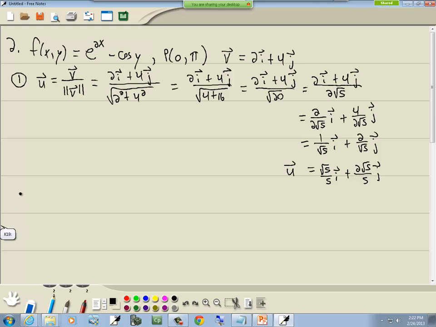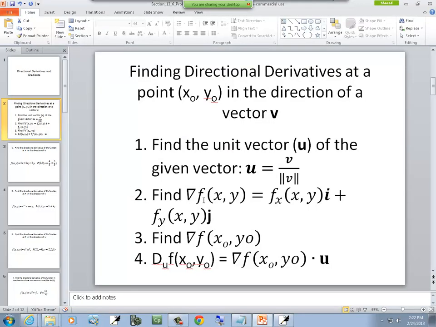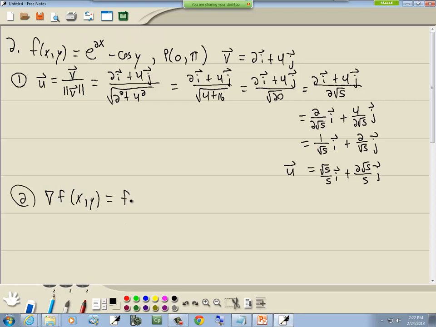Okay, step 2. We want to find del f, which would take the partial with respect to x, i, plus the partial with respect to y, j. For the partial with respect to x, we treat the y's like a constant, so the negative cosine y doesn't drop away. And the derivative of e to the 2x is e to the 2x times the derivative of the exponent, which is 2, i.